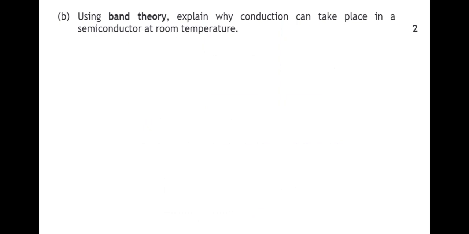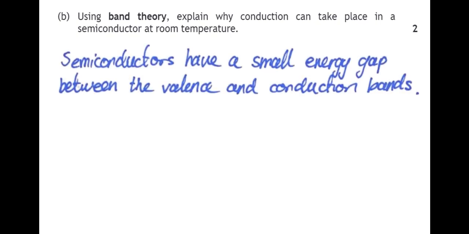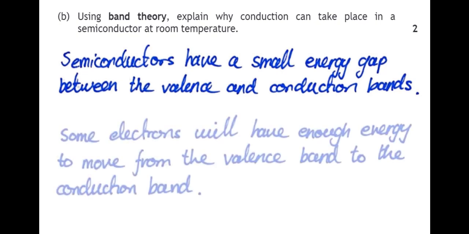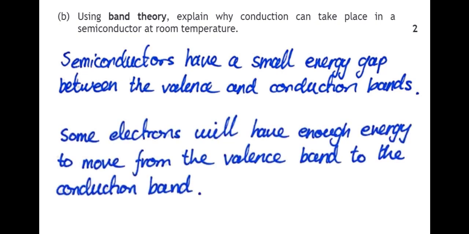Using band theory, explain why conduction can take place in a semiconductor at room temperature. Well, as I just mentioned, semiconductors have a small energy gap between the valence and conduction bands. That means that some electrons will have enough energy to move from the valence band to the conduction band.